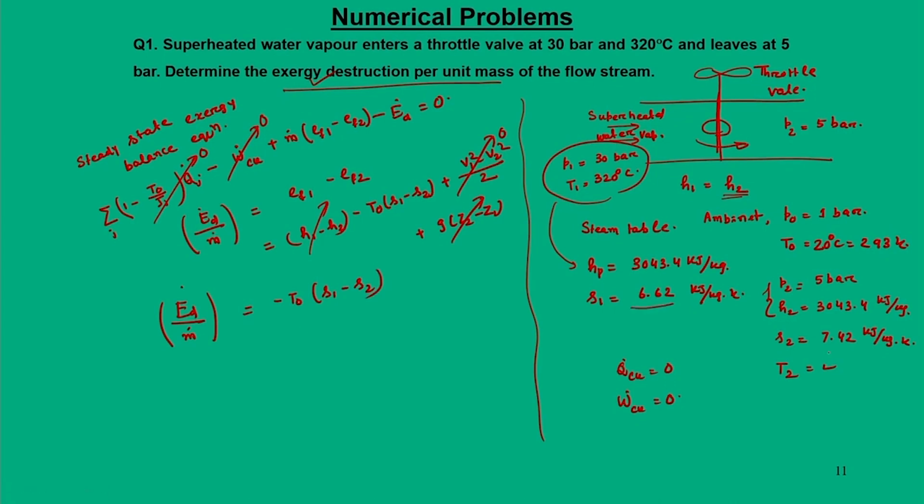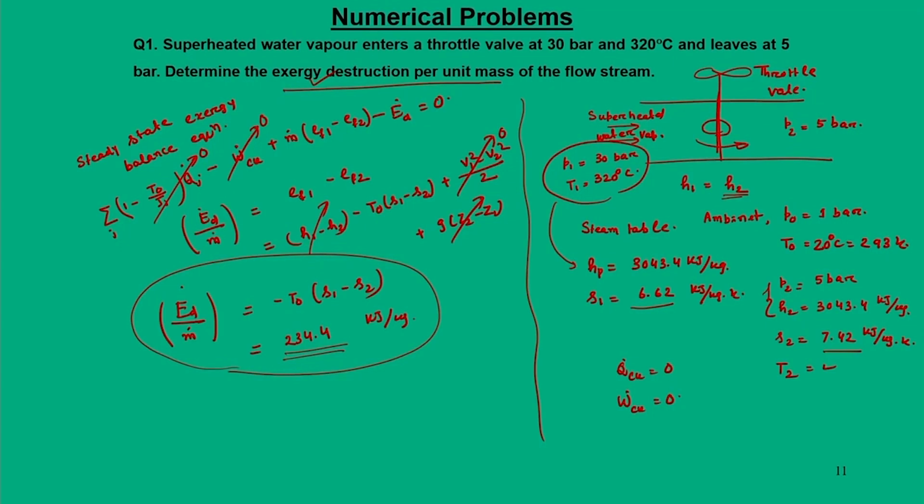So, we can put the numbers for S1 minus S2, and T0 is 293 Kelvin. This number will come to about 234.4 kilojoule per kg, which means that due to this throttling valve, the exergy destruction is 234.4 kilojoule per kg. So, we all know that a throttling process is an irreversible process.